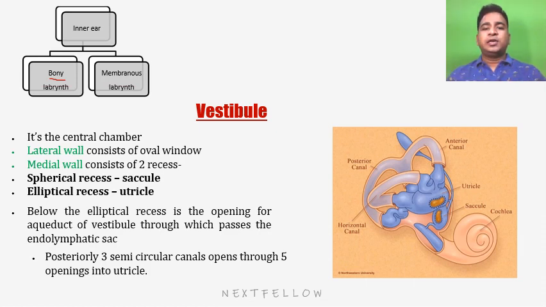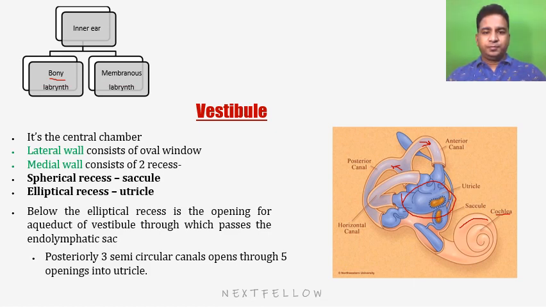So let's look at the diagram. You can see the central part is the vestibule, and these are semicircular canals. We all know there are three semicircular canals, and this is our cochlea. Okay. So firstly, let us discuss the vestibule, which is the central chamber.